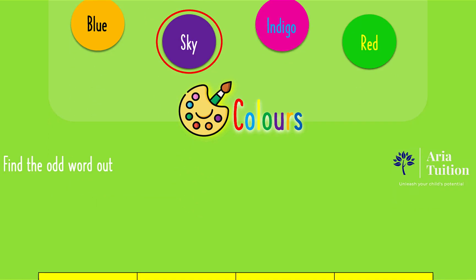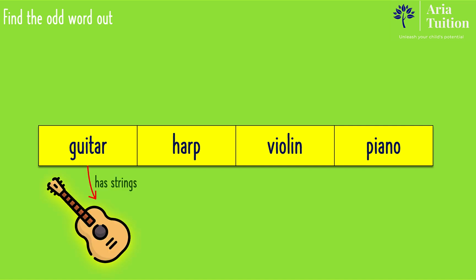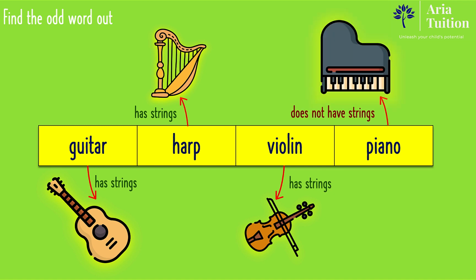Simple! Let's find the odd word out from these group of words: guitar, harp, violin, piano. Remember to work out which words are related to one another and why. All are instruments. However, if you look carefully, the guitar has strings, the harp has strings, and the violin has strings. So all are string instruments, except for piano, which does not have strings. Therefore, the odd word out is piano.